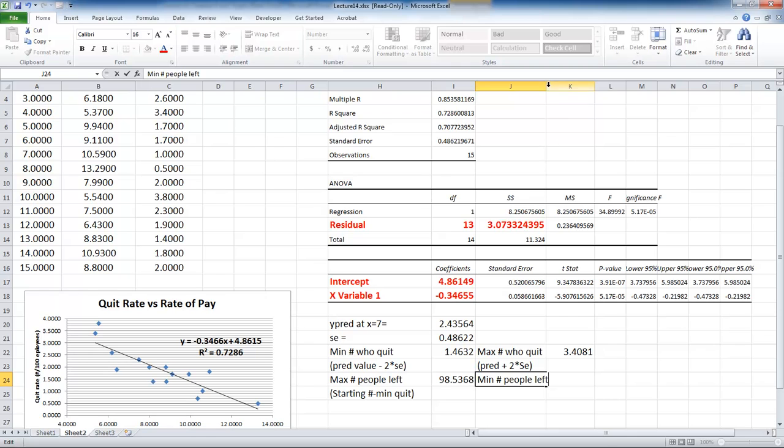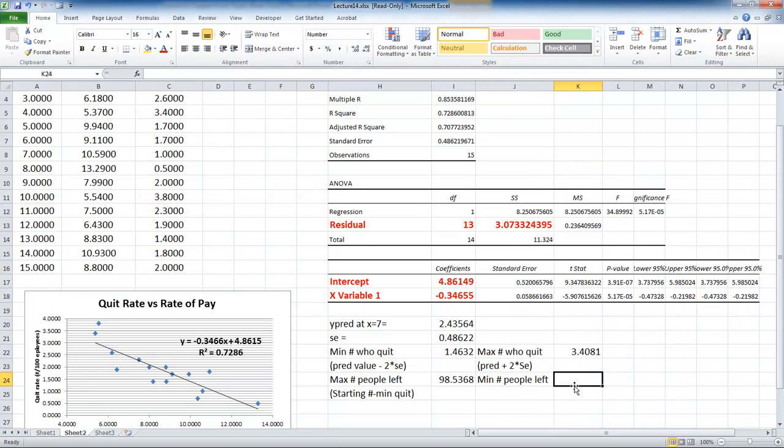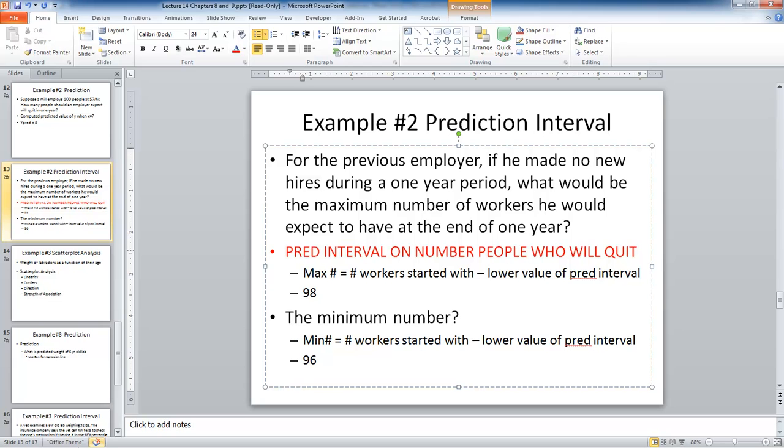So we started off with 100. I'm just going to format these cells a little bit here. And the maximum that could quit was this. And so the minimum I could have left, again, I'm going to round that down, okay? Because I can't think of it being a half a person. So when you're an employer, you're making a decision, you're planning for the worst case scenario, okay? So I want the minimum number. That's going to be 96, okay?